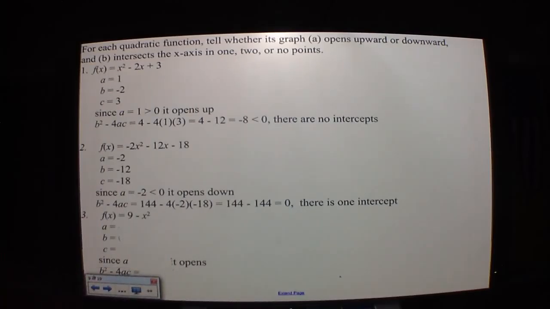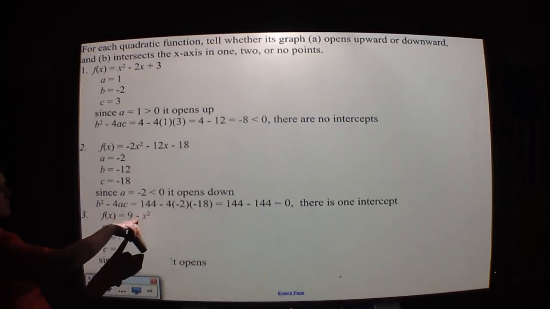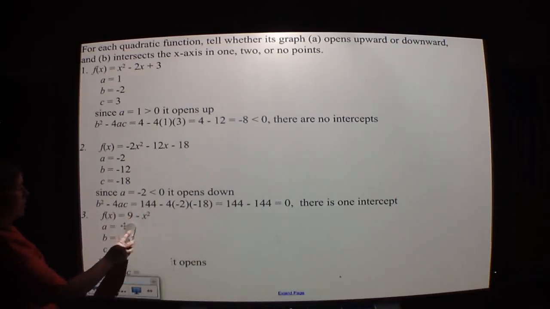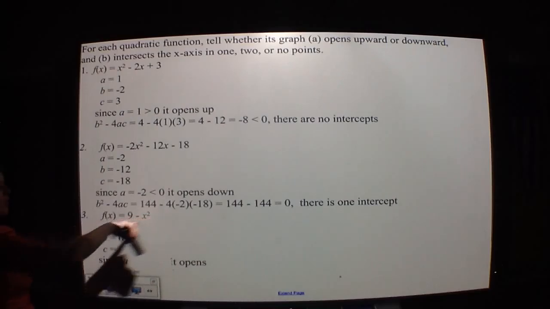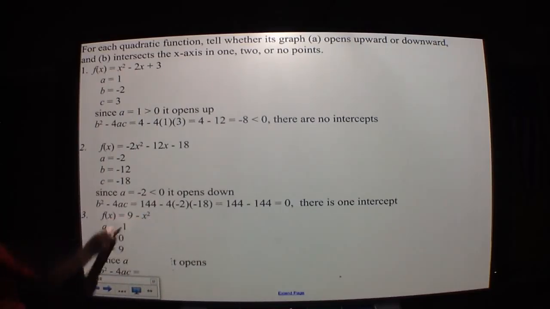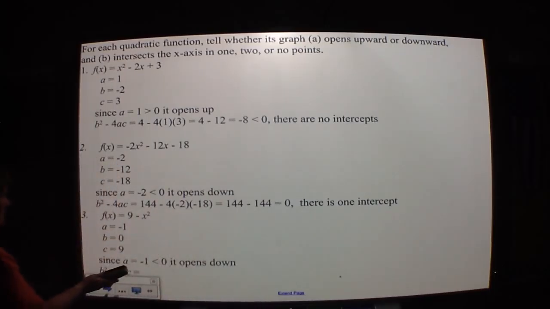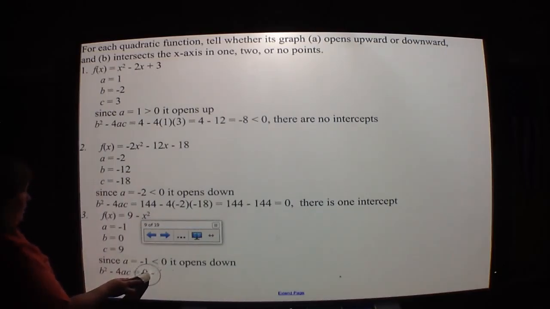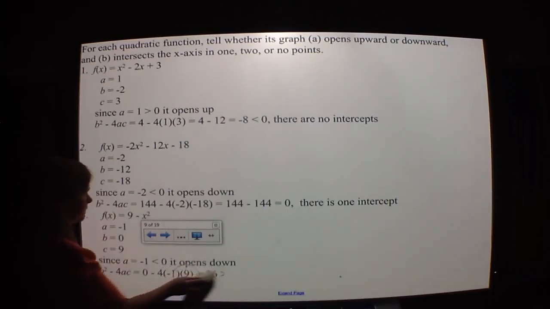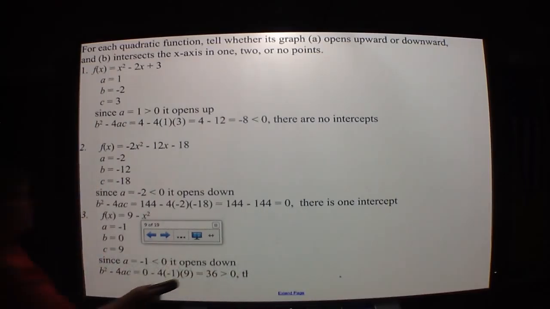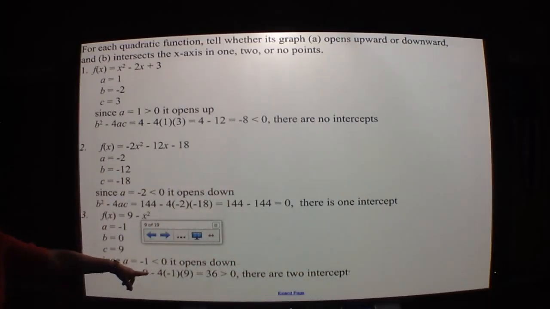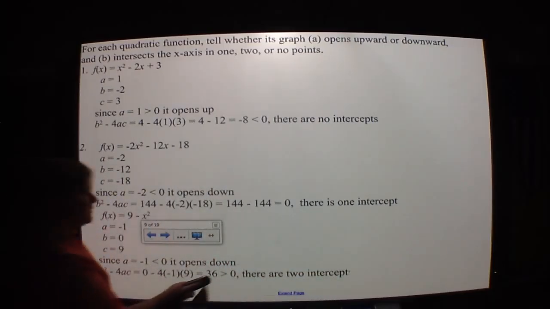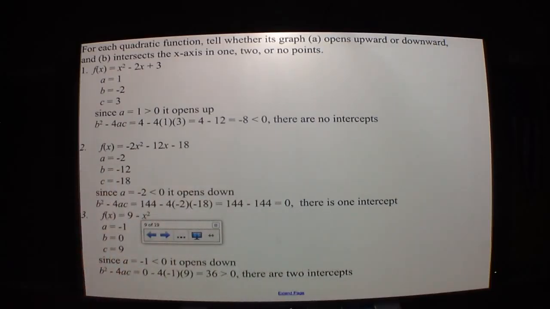And then the last one, don't get confused. There's my A, -1. My B, there's no x term, so B is 0. C is 9. A is a negative number, so you should be able to tell me that it opens downward. And B squared, so 0 squared minus 4 times -1 times 9 gives me a positive number, so there are 2 intercepts. For this one, you don't even need to find out that it's 36, you can just tell it's positive. So there are 2 x-intercepts.